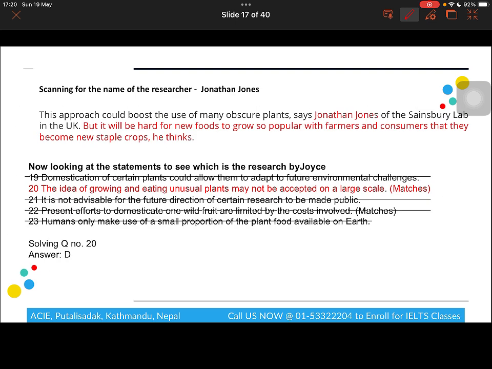Moving on to the last remaining feature, which is Jonathan Jones, and we find it around the last of the paragraphs. So let us see what Jonathan Jones says.